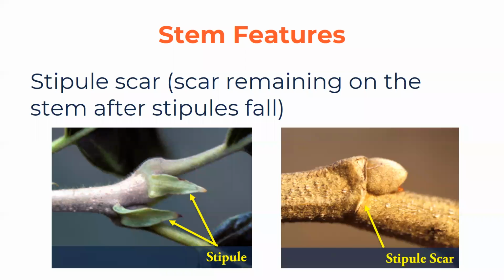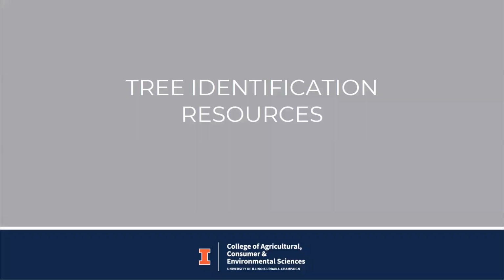So in the photo, we have a Chinese chestnut, Castanea mollissima. On the left there, we see the stipule. On the right, it's dropped off, but it has left a little bit of a line there, which will help you identify that plant. So those are some of the features that we're looking at, particularly with our bud and stem characteristics.